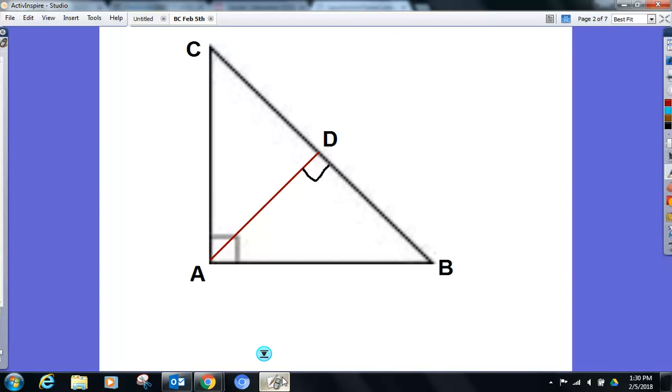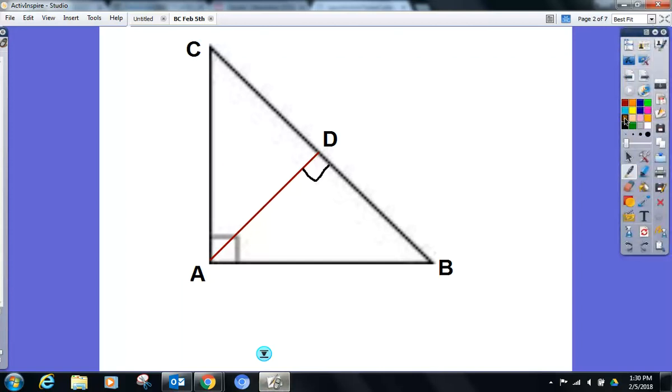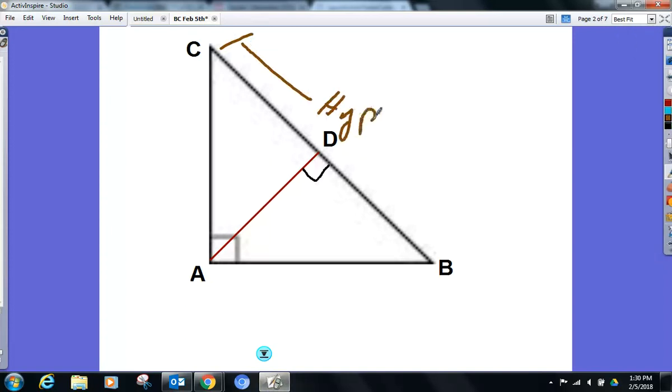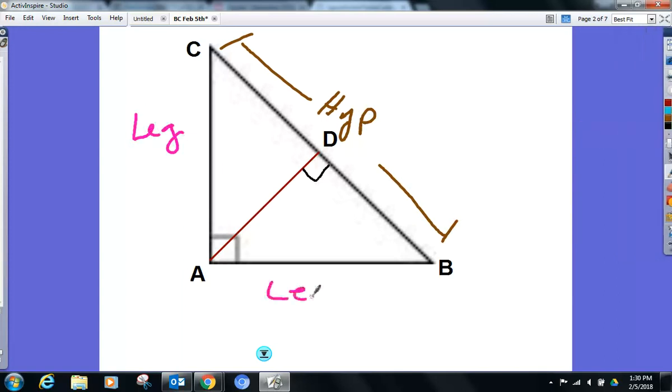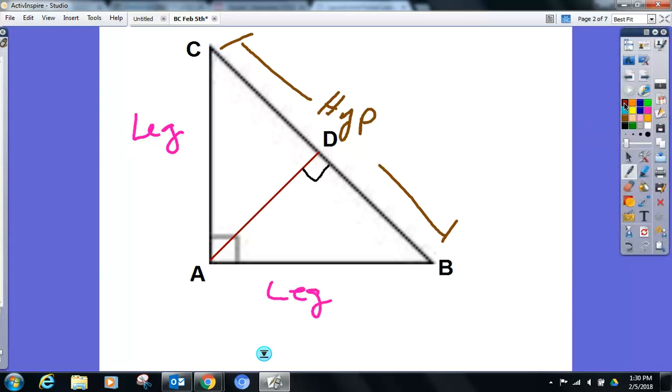Give me the name of CB here. CB is my hypotenuse. That's the H in hills. Give me the name for AB and AC. Leg. Give me the name for AD. Altitude. And then finally, give me the name for CD and DB. Segment.